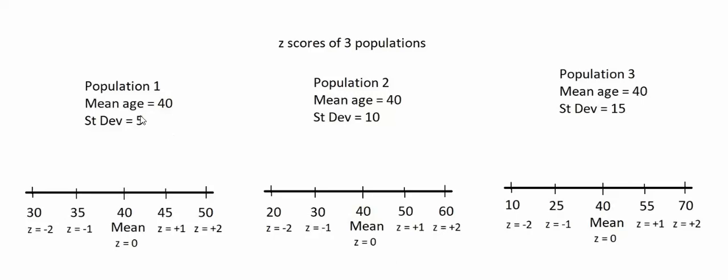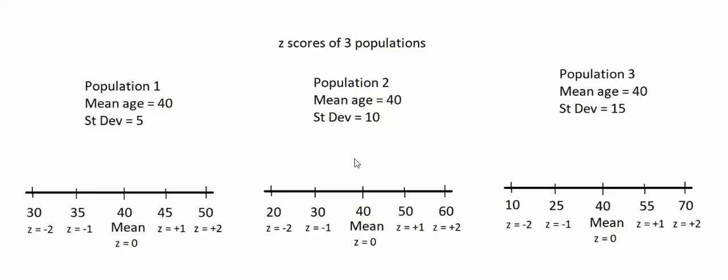And since the populations have different standard deviations, they have different amounts of dispersion. So in this first population, the population members are pretty close together. And in population 2, they're spread out over a wider range. And in population 3, they're spread out even more widely. So now let me explain what the z-score is in each of these situations, starting with population 1.